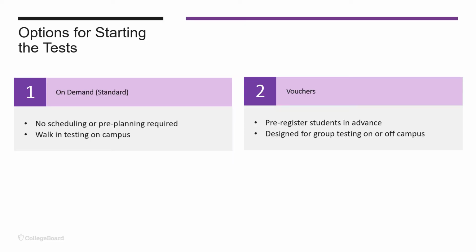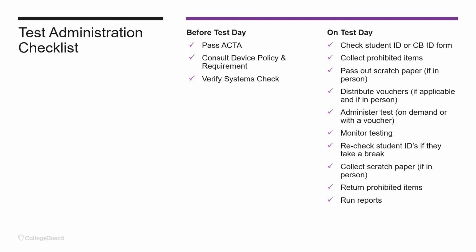In addition to on-demand testing, where students can walk into a test center and take the TSIA 2 with or without an appointment, institutions have the ability to manage testing by issuing vouchers, where student data is populated into the testing platform in advance of test day to simplify their registration and pre-testing experience on test day. Vouchers are beneficial when testing large groups of students. This slide illustrates your institution's required actions both before and on test day.